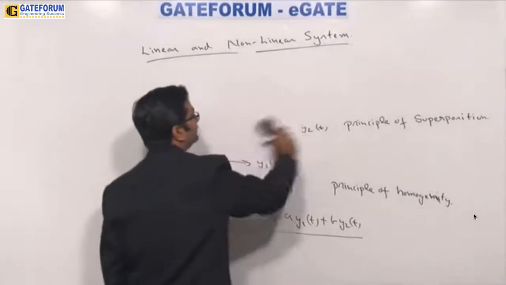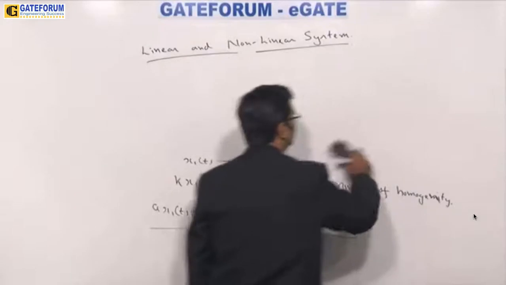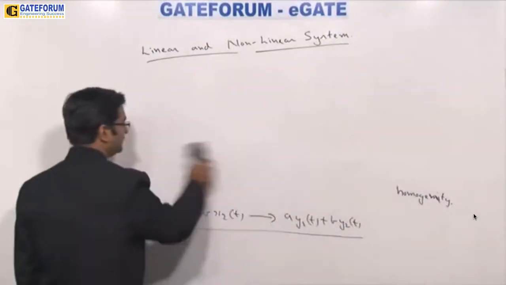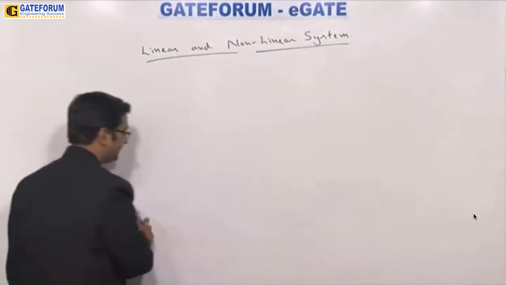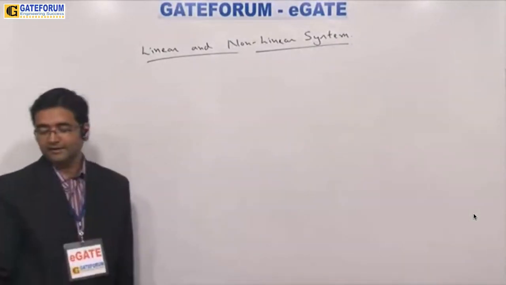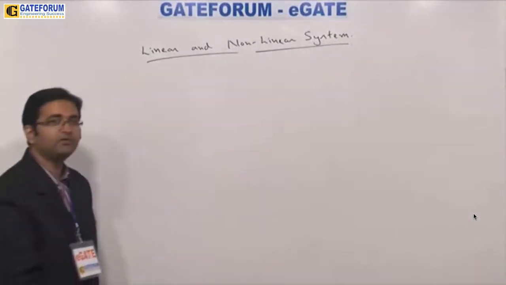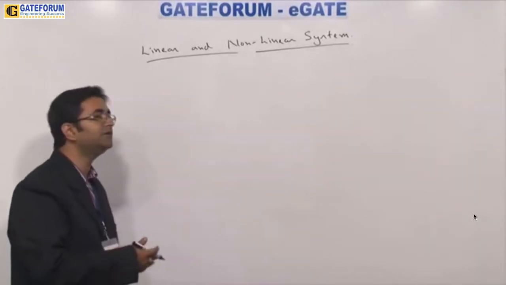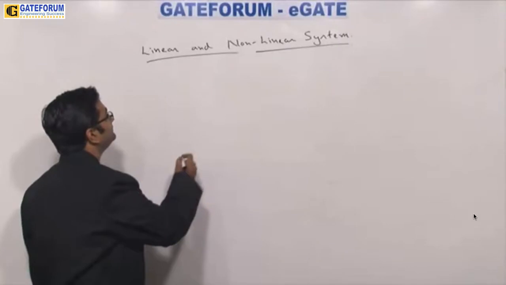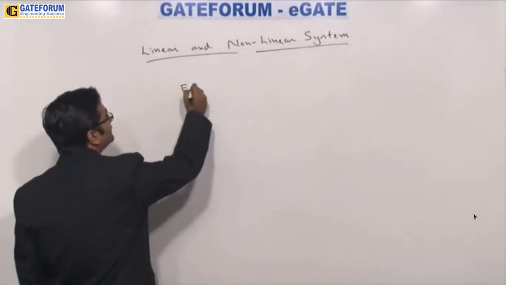Already we have seen that in our electrical networks, resistance, capacitance and inductance are all linear elements. Once they are linear elements, we can apply the principle of superposition in electrical networks, right? Why? Because all the elements are linear. If they were non-linear elements, we could not apply that. Okay, let's find out. Take some examples.